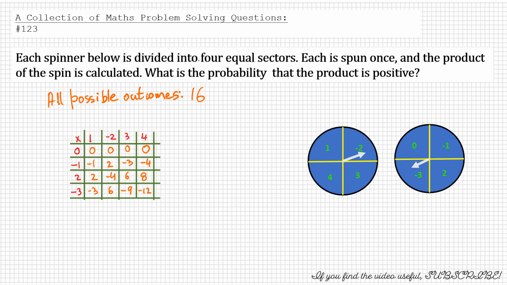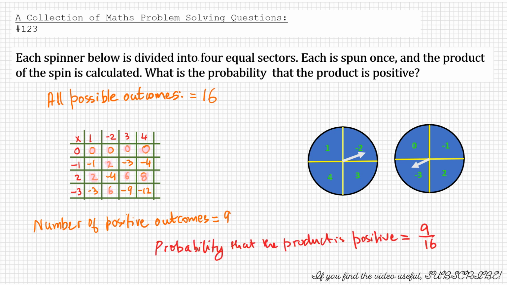And the number of positive outcomes are, see, I highlighted the positive ones. Here 0 is being counted as positive, that's to be noted. 0 is positive, so then 2, that's 4, 5, 6, 7, 8, 9. So the number of positive outcomes is 9. So our probability that the product is positive would be 9 out of 16.